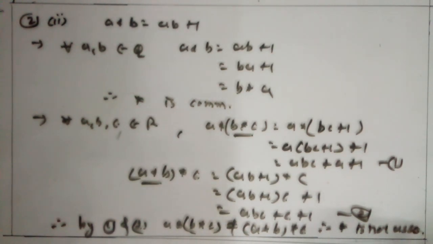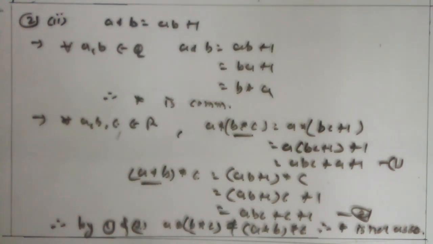Similarly, we are able to complete question number 3: A star B is equal to AB upon 2. Number 4, A star B is equal to 2 raised to AB. Number 5, A star B is equal to A raised to B. And 6, A star B is equal to A upon B plus 1. Just try to solve them yourself.